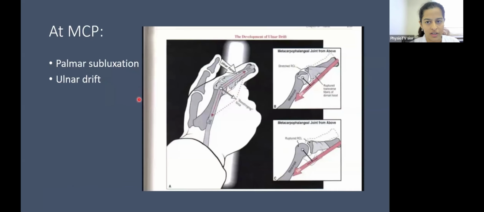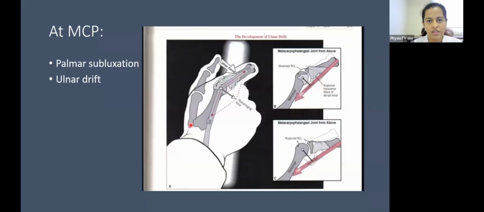At the MCP joint, we have two common deformities. First is the palmar subluxation. While gripping, there are unopposed forces of the FDS and FDP acting at the MCP, PIP and DIP. So while flexing, there is increased force at the MCP, which is commonly prevented in normal tissue by the A1 pulleys that we had seen before.